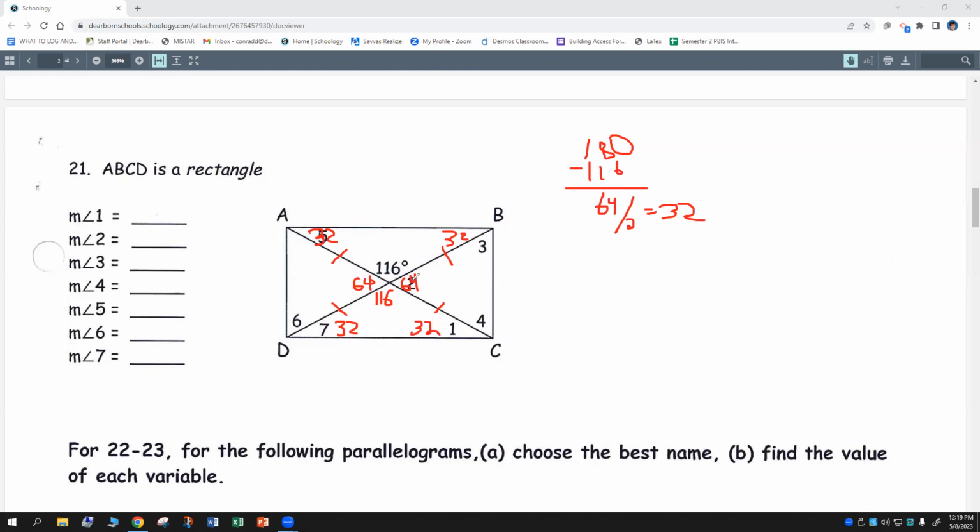Okay, we can also do the same thing for the other one here. 180 minus 64 is going to be 116. And then split that in half, divide by 2, gives us 58. So then these angles here, 58, 58. And on the other side, 58, 58. All right, next one.